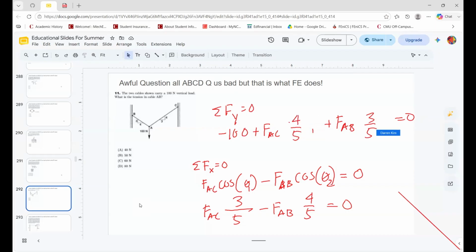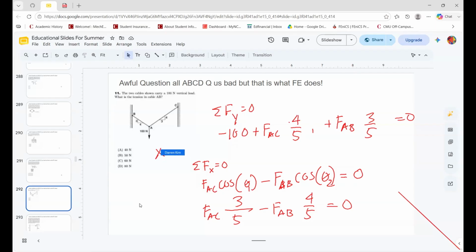And with that, you can plug it into your calculator to figure everything out. And I'm just going to do that real quick. Second solve, linear solve. 3 divided by 5, negative 4 divided by 5. It's going to be 0 on the other side. Okay, and then this one is going to be 4 divided by 5. And over here, it's going to be 3 divided by 5. And it's going to be 100 on the other side, which we can solve.